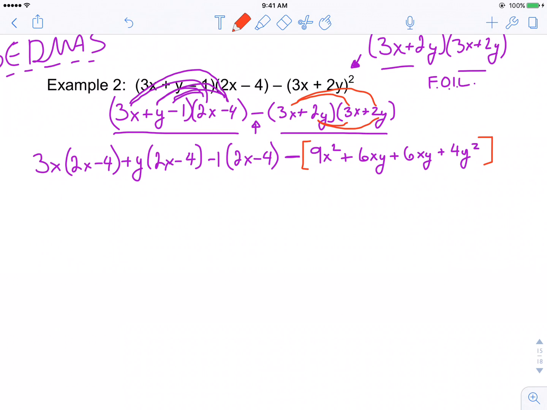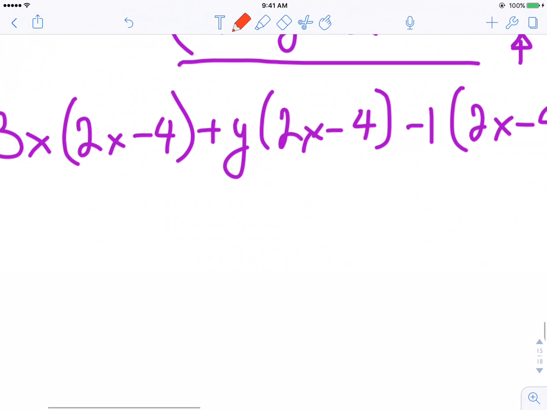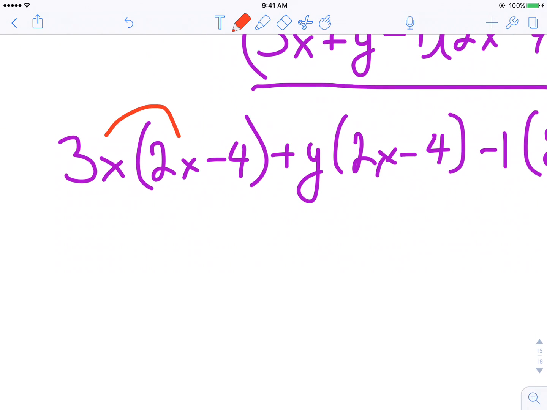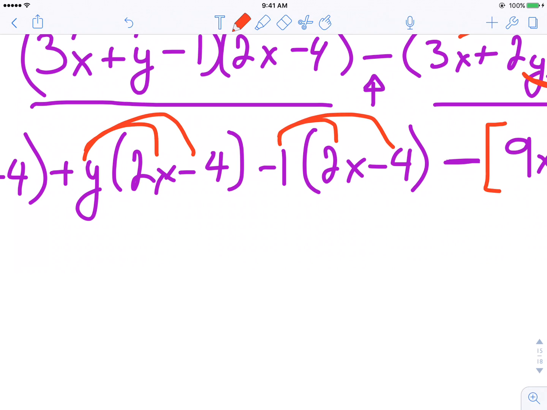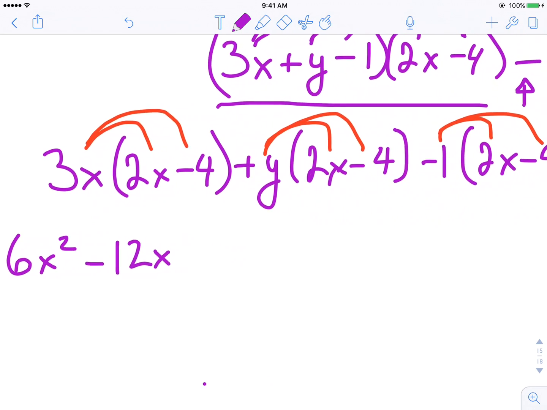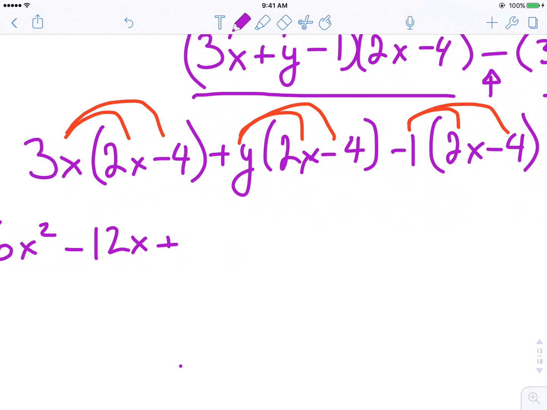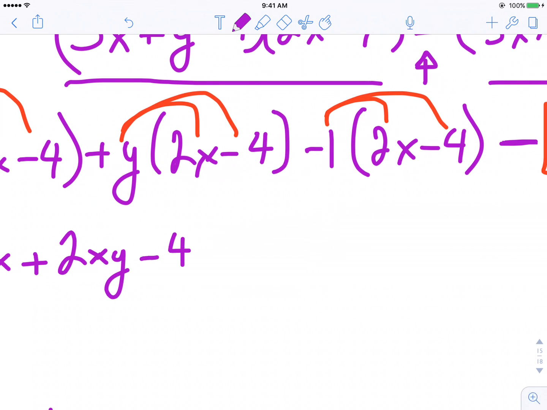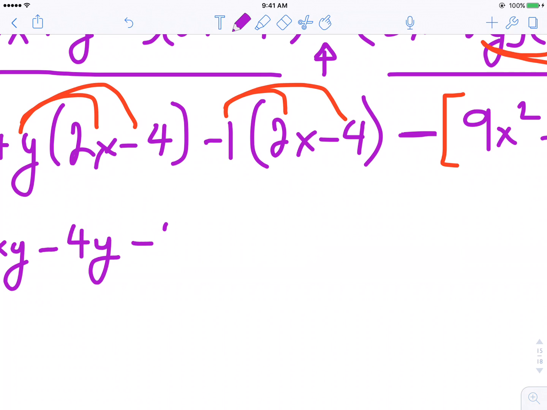Now we just need to continue to distribute the first part and then combine up all our like terms. So here, 3x times 2x, 3x times minus 4, and then y times 2x and y times minus 4, and negative 1 times 2x and negative 1 times negative 4. That simplifies to: 3x times 2x is 6x squared. 3x times minus 4 is minus 12x. y times 2x is 2xy. y times minus 4 is minus 4y. Minus 1 times 2x is minus 2x. Minus 1 times minus 4 is plus 4.